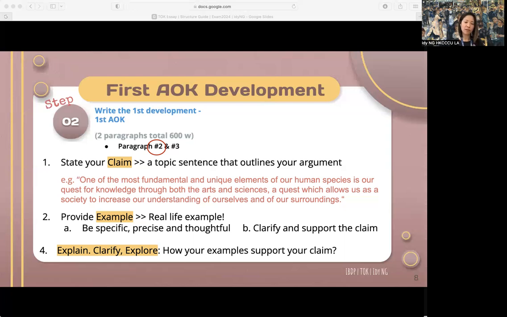So you could talk about how in mathematics, we learned that the inside angles of a triangle in Euclidean space sum up to 180 degrees. You can start from that. All right, then explain and clarify. That implies you're also exploring how your examples support your claim. Notice what is interesting about your examples and what it says about the title.